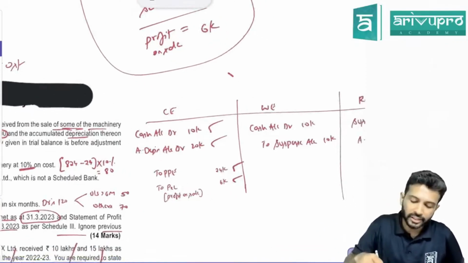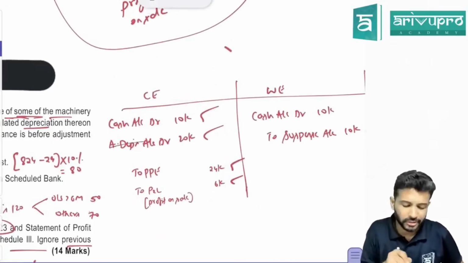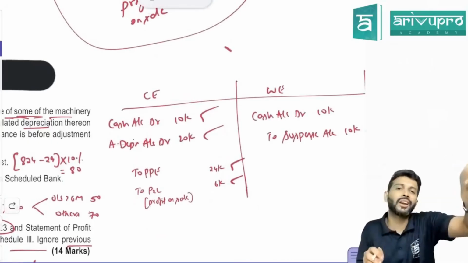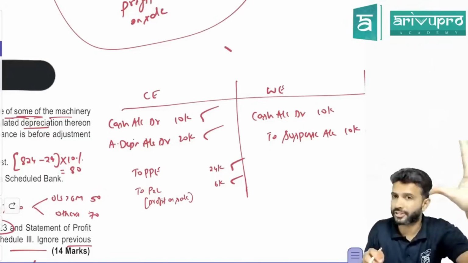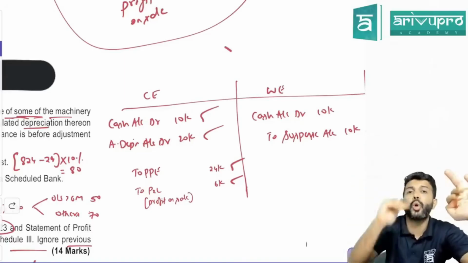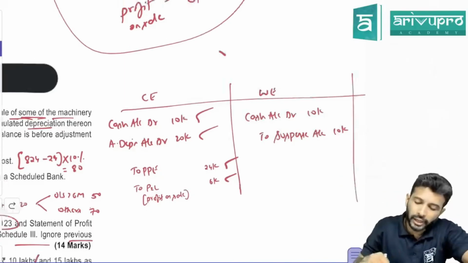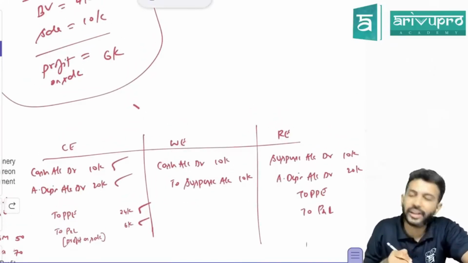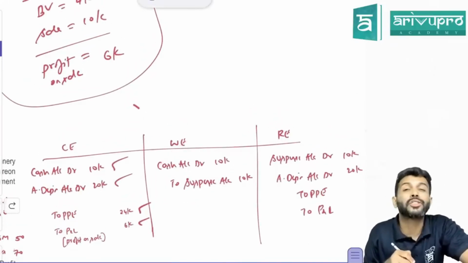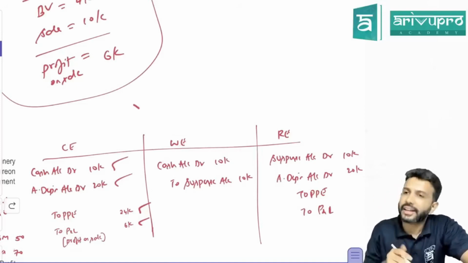So the correct entry is this, sir. Cash account debit, provision for, you have written accumulated depreciation. Instead of accumulated depreciation, you can also write provision for depreciation. So the entry is cash account debit, provision for depreciation account debit, to plant and machinery, to profit on sale. But our super duper accountant simply passed one entry, cash to suspense. That means now we need to rectify. You have to pass a rectification entry.